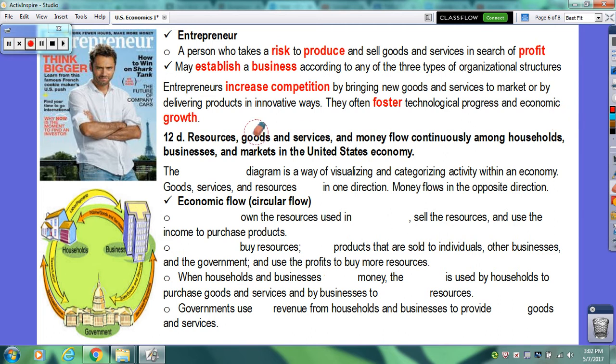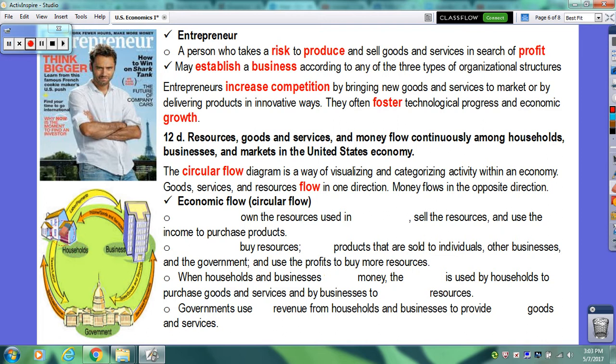Next point. Resources, goods, and services and money flow continuously through households, businesses, and markets in the United States economy. It's this graphic down here on the left. Household, government, businesses, they all kind of flow with each other. This is the circular flow. And this circular flow is how money moves around in America. So, for the most part, goods, services, and resources are all going to flow in one direction. So if you notice how this moves around, you're going to have a circular flow that moves back and forth.